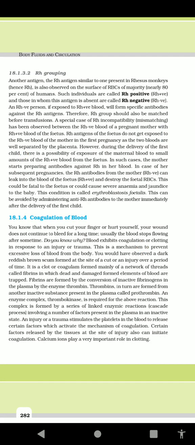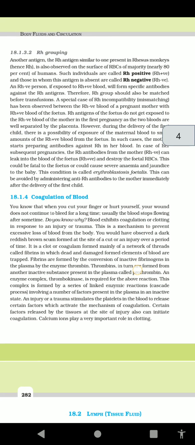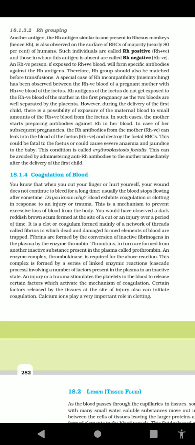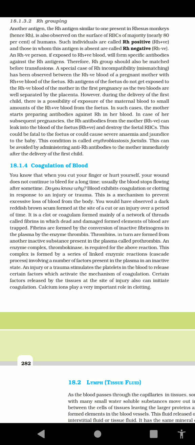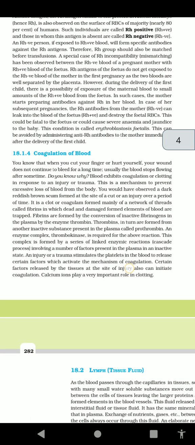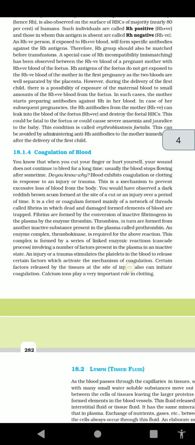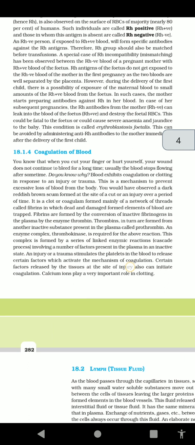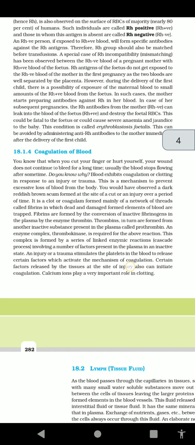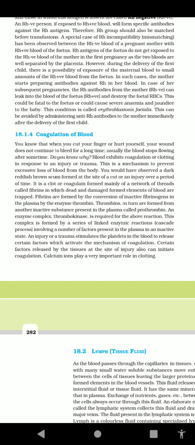Rh grouping. Another antigen, the Rh antigen, is similar to one present in the rhesus monkey. Hence, the Rh is also observed on the surface of RBC of the majority, nearly 80 percent, of humans. Such individuals are called Rh positive, and those in whom this antigen is absent are called Rh negative. An Rh negative person exposed to Rh positive blood will form specialized antibodies against the Rh antigens. Therefore, the Rh group should also be matched before transfusion.